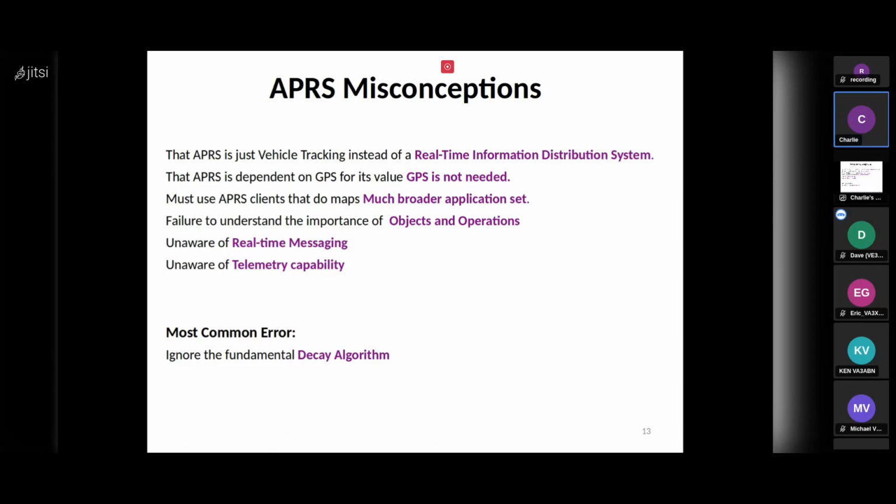There's also a belief that you have to have those APRS clients that do mapping to show where things are. The application set's way wider than that. Maps are one application, but like the rest of ham radio, there are thousands of things you can do. Mapping is just one of those things. Another problem that often comes up is understanding the importance of objects and operations.